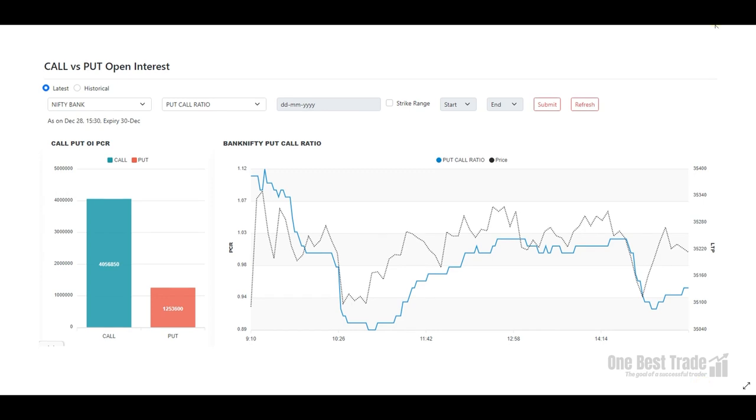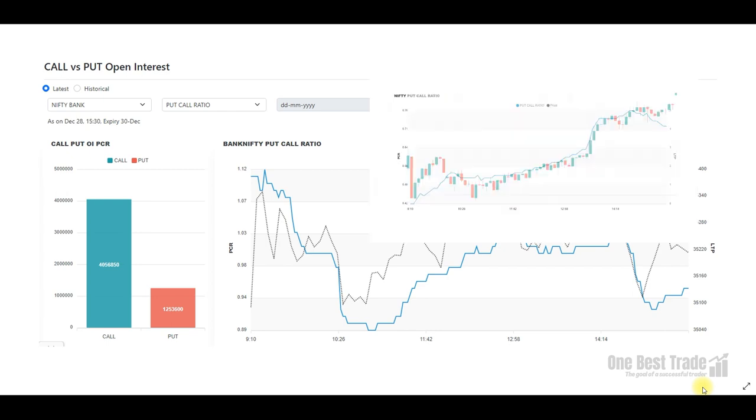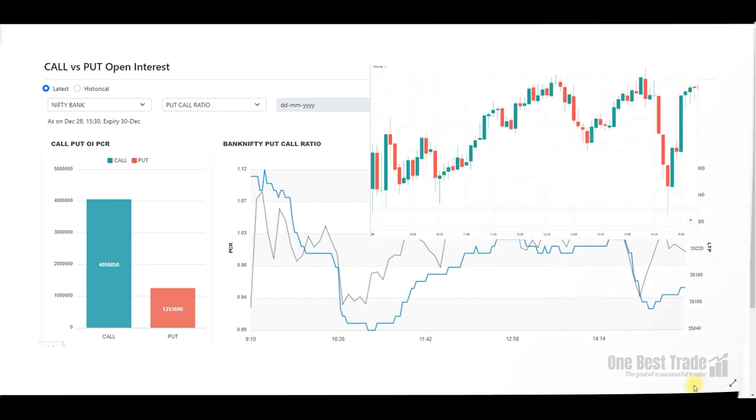Because as retail traders, all we need to do is follow these institutions. To follow these institutions, this put-call ratio indicator helps us. Come, let's explore how effectively we can use this PCR indicator to identify trends, reversals, potential breakouts and breakdowns.